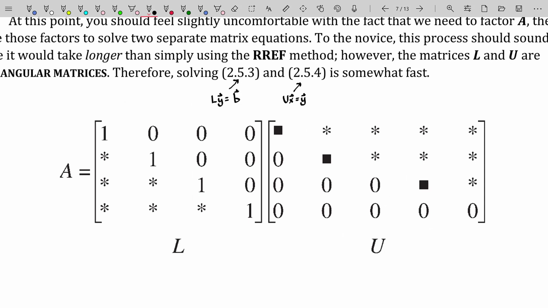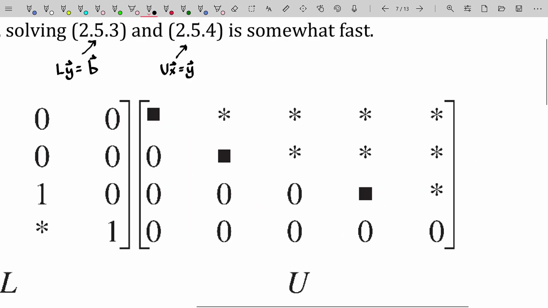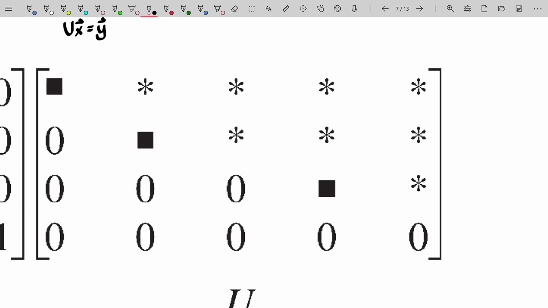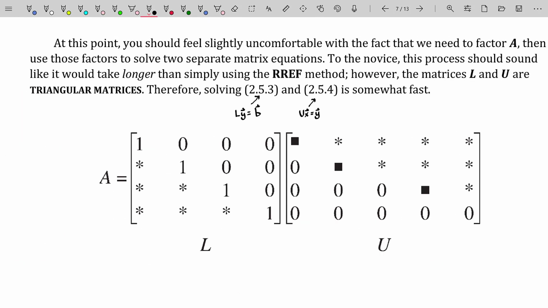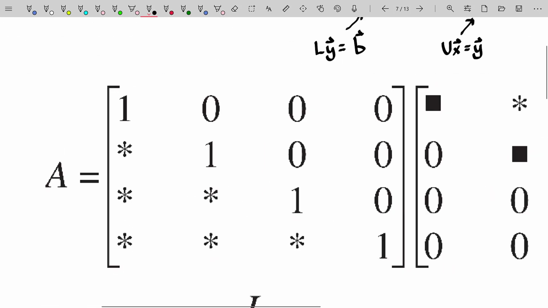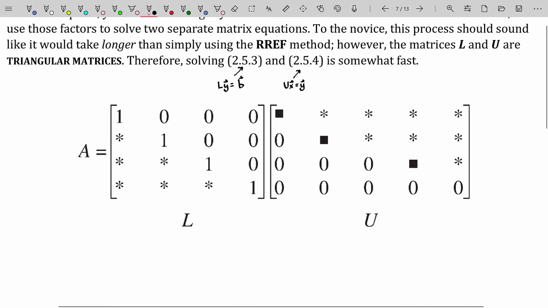Again, you could see it right here. If U is this upper triangular matrix, then throwing on an augmented column here and a vector Y, whatever that vector Y is, is not going to take long to solve. And I promise you, solving LY equals B actually is going to be a bit of a snap.